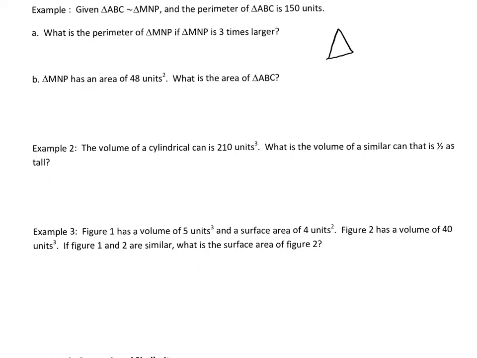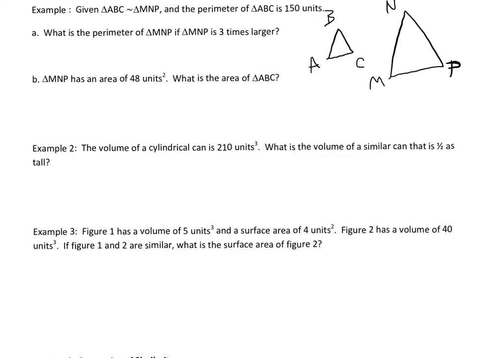So we have a triangle ABC, and then another similar triangle. I'm going to draw this one a little bigger. MNP. And note how I drew the letters, they matched up, how they should with their similarity statement. And all it tells me is the perimeter of ABC is 150. Okay, so what's the perimeter of MNP if MNP is 3 times larger?